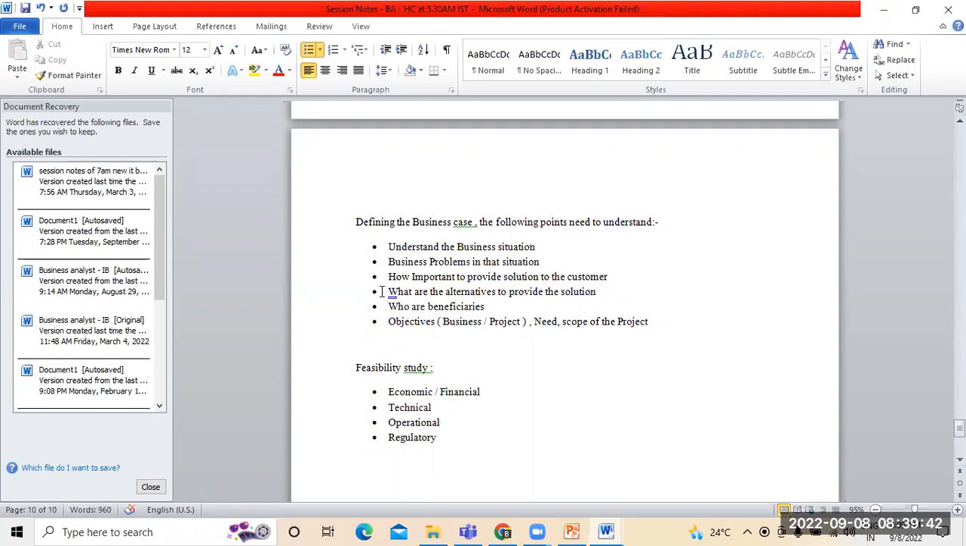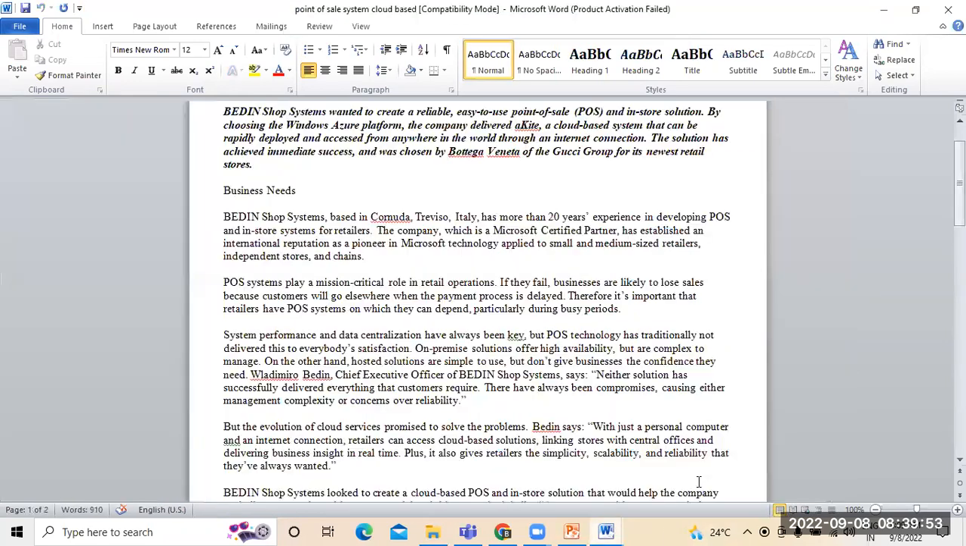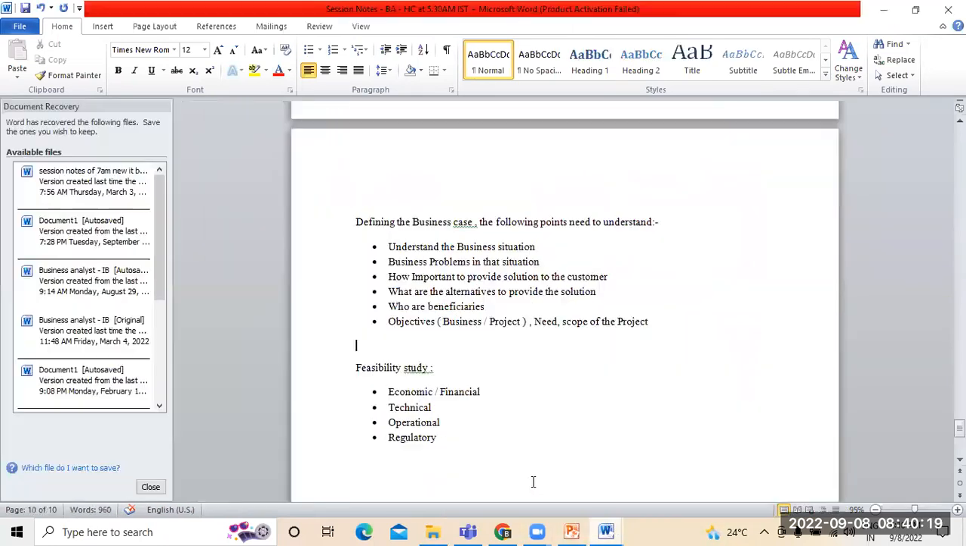So by keeping all this in mind, being a business analyst, you have identified developing a cloud-based point of sale system in a company called Pedinshop Systems, right? So this is how generally you need to understand the business situation of any case study. This is how business situation generally comes into the picture. I hope you have understood what I said, right?